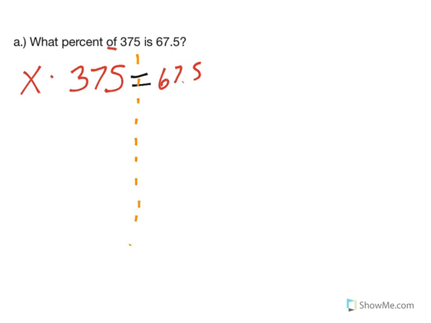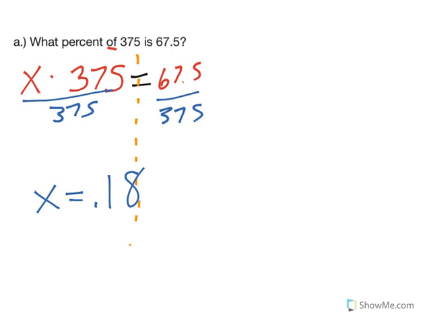So, first things first. What percent of 375 is 67.5? I'm going to start with an equation. When I see "what percent," I think of x, because that's what I don't know. "Of" implies multiplication, so x times 375 equals 67.5. To solve this equation, I need to get x by itself. If I divide both sides by 375, I get x equals 0.18.